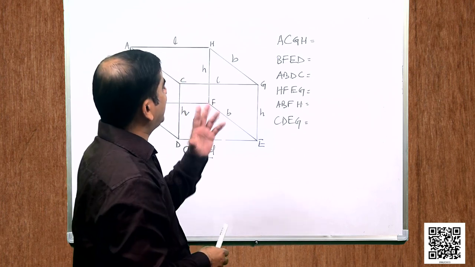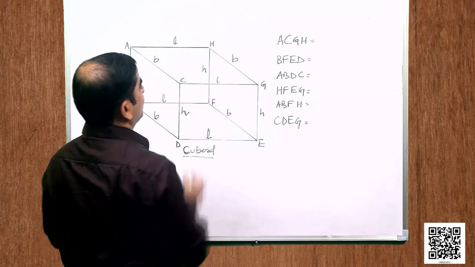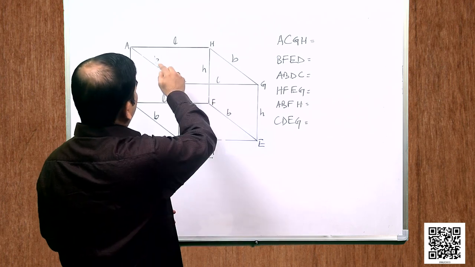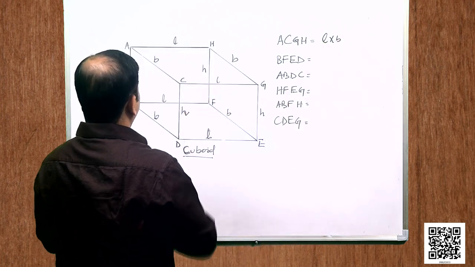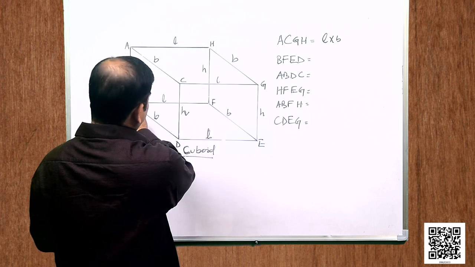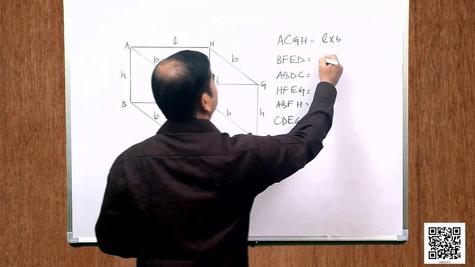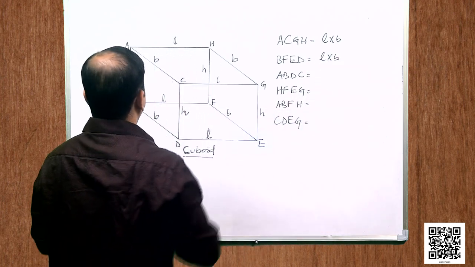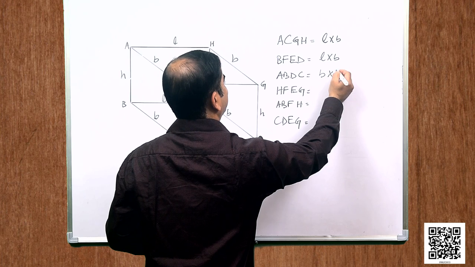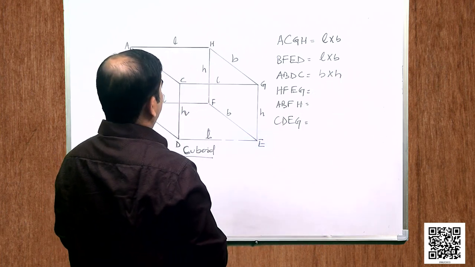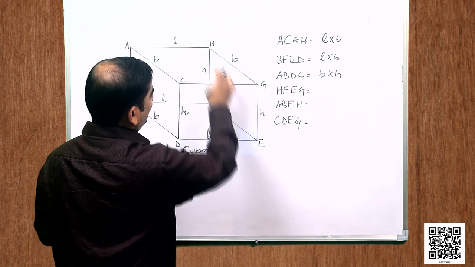Now, let us concentrate on each rectangle. Fine, ACGH. What should be the area? Length into breadth. BFED, B, F, E and D. It should be length into breadth. ABDC, it is breadth into height. HFEG, EG, it is breadth into height.